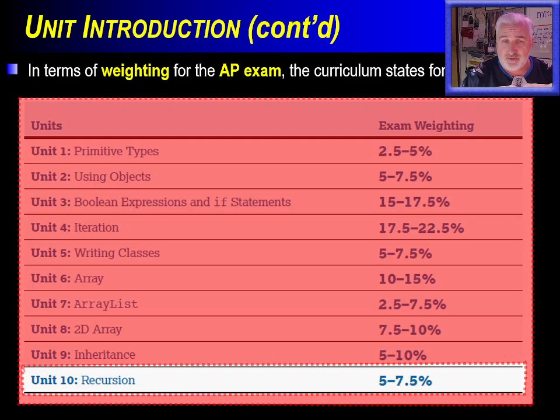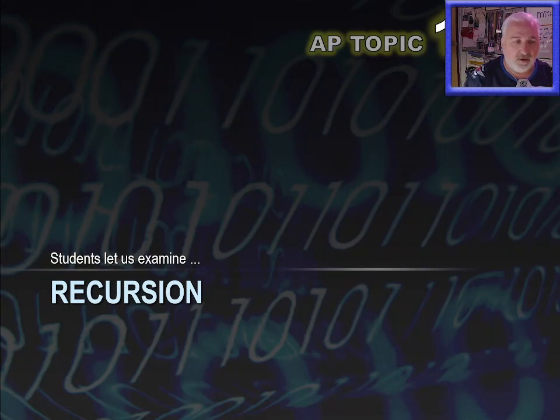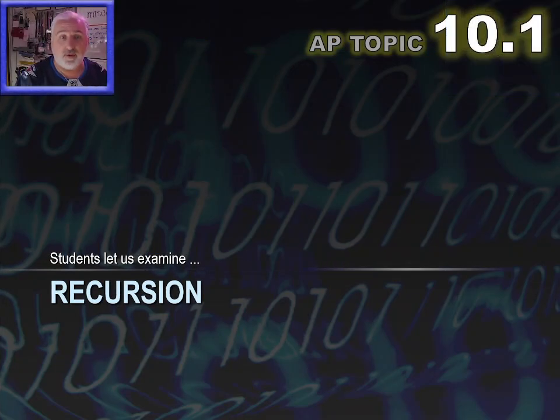So basically like Unit 2 or Unit 5. It's a little bit less than inheritance, a little bit less than arrays, certainly less than looping and iteration, but it's definitely part of it. And you can expect a recursion type question, probably in either the multiple choice or the free response, or both, right? All right, so let's dive into topic 10.1, recursion.